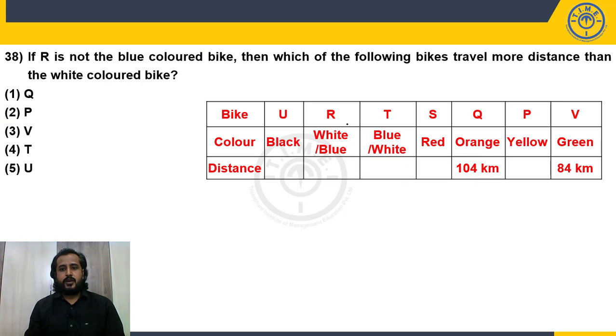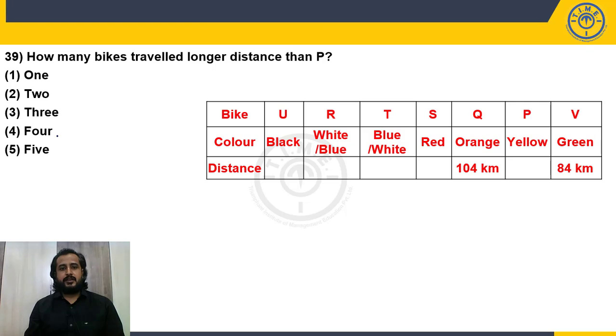If R is not the blue color bike, R is not blue, so it should be white. When it is white, this will be blue. Then which of the following bikes travel more distance than white? More distance than white is U. So choice 5. How many bikes travel longer distance than P? P is here. Longer than P? 1, 2, 3, 4, 5. Answer is 5. Choice is also 5.